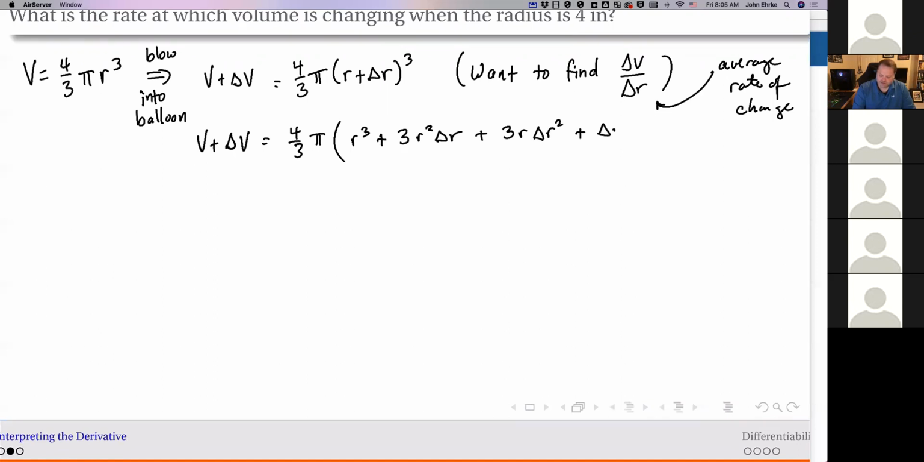Plus the last term cubed. So if I was to take and expand this r plus delta r times r plus delta r times r plus delta r, this is what I would get. Okay, I'm then going to distribute this 4/3 pi to each piece.